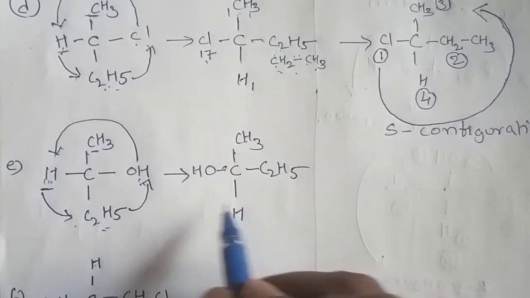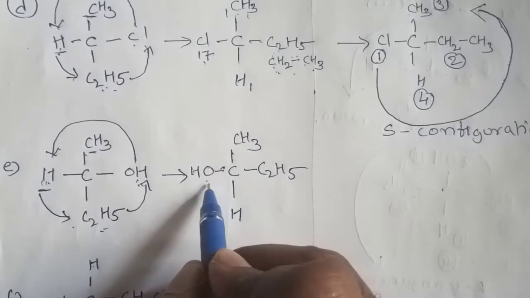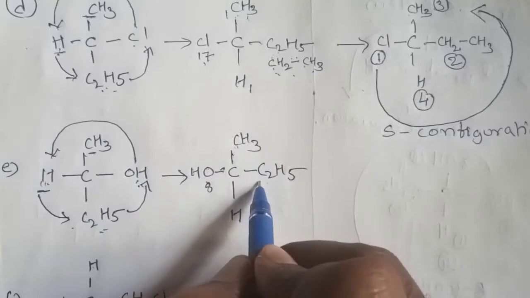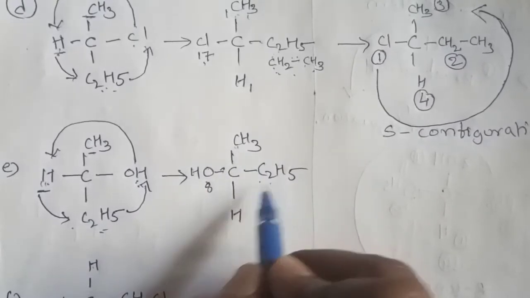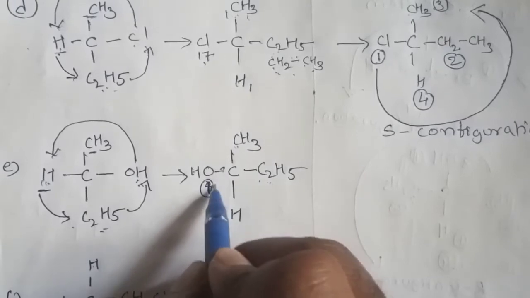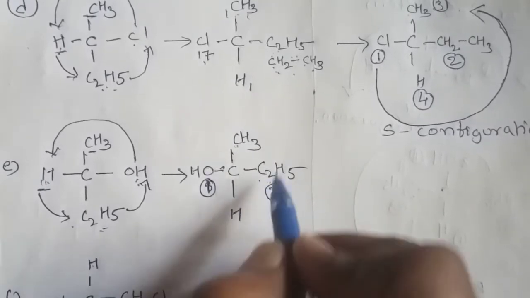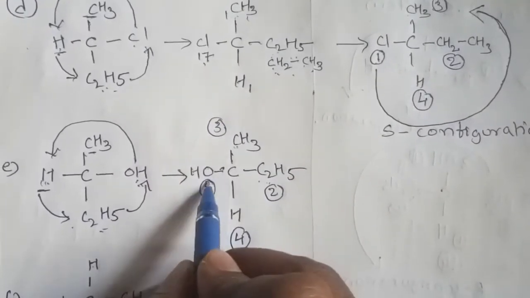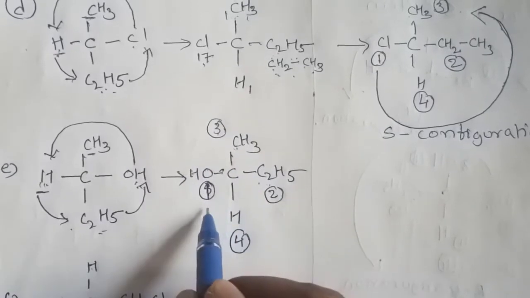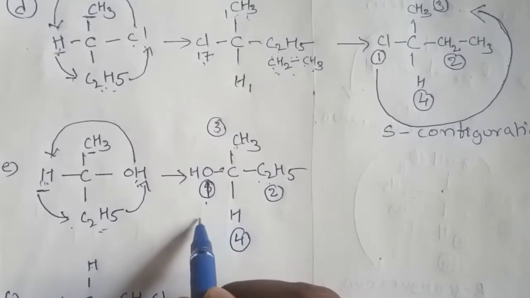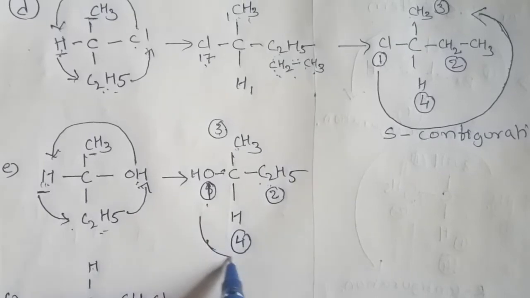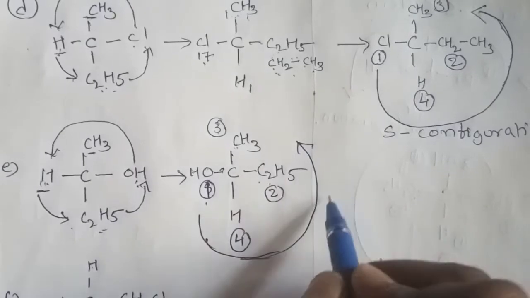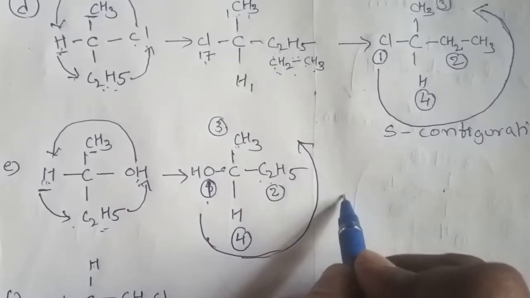Now start numbering. Here the atomic number is 8. Then in these two, when both atoms are the same, we go for the next highest priority. So this is the first priority, this will get second priority, this will get third priority, this will get fourth priority. 1, 2, 3. In order, how does the rotation go? The rotation always takes place like this. Such a rotation is called anti-clockwise rotation, or S configuration.